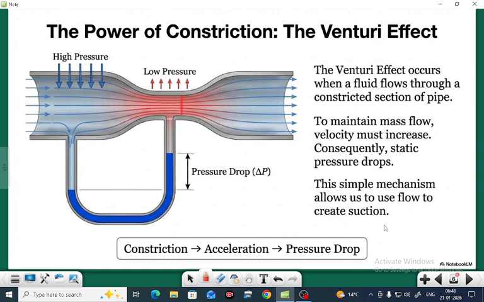The power of constriction, the Venturi effect. You see, this is what we call the Venturi effect. Here the velocity is high. Whenever the velocity is high, it creates a low pressure zone. And here the velocity is low, so it creates a high pressure zone.